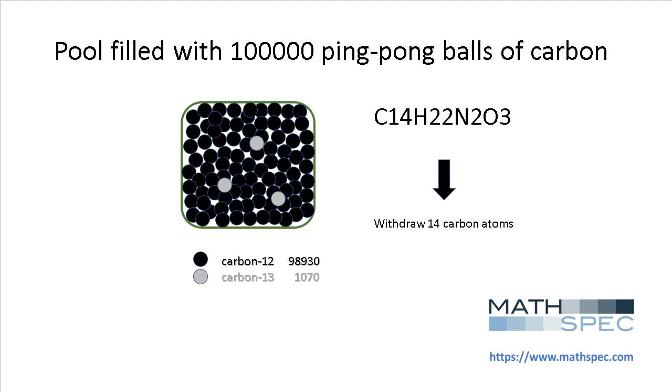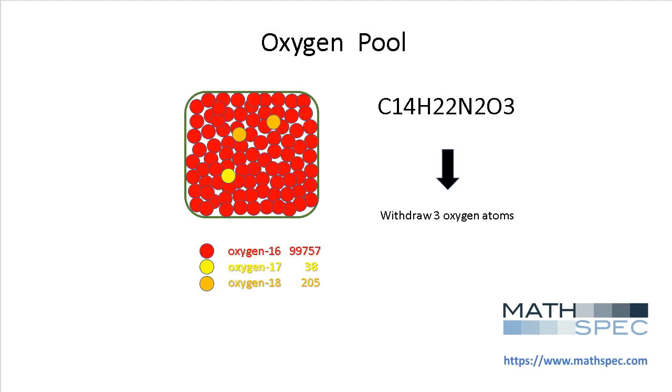Because we are generating an atenolol molecule, we will randomly draw 14 carbon balls from the pool to start making a molecule. We cannot add other elements to the carbon pool. For example, oxygen would be placed in a separate pool. The oxygen pool has 3 isotopes. Because atenolol has 3 oxygens, we would draw 3 balls from the oxygen pool. The same process would then be repeated to add 22 hydrogen balls and 2 nitrogen balls. These ping pong balls are replaced after each draw.